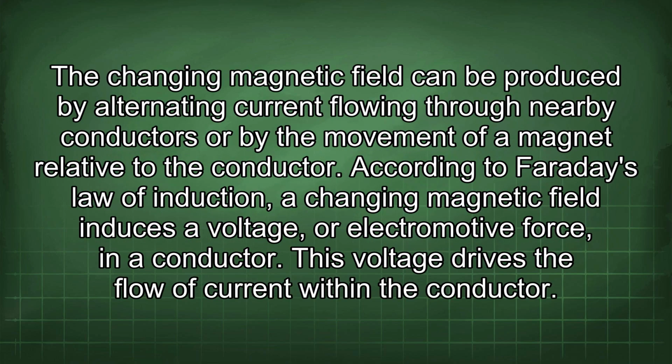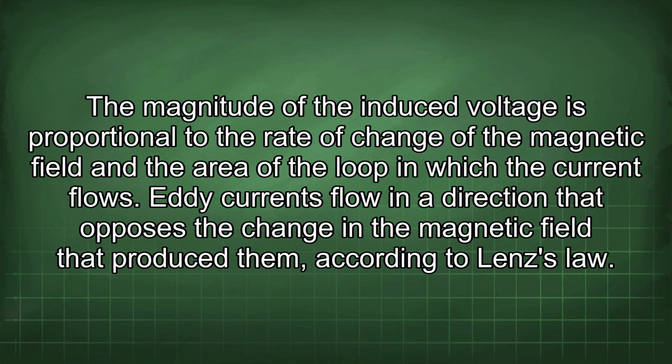A changing magnetic field can be produced by alternating current flowing through nearby conductors or by the movement of a magnet relative to the conductor. According to Faraday's law of induction, a changing magnetic field induces a voltage, or electromotive force, in a conductor. This voltage drives the flow of current within the conductor. The magnitude of the induced voltage is proportional to the rate of change of the magnetic field and the area of the loop in which the current flows.